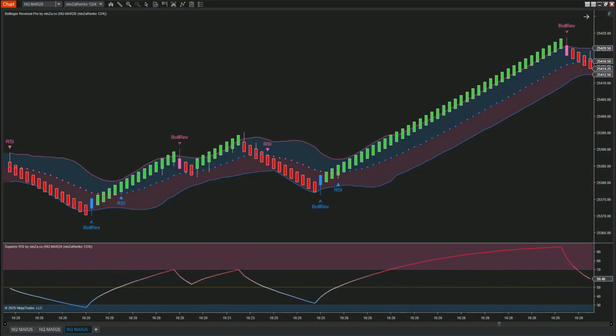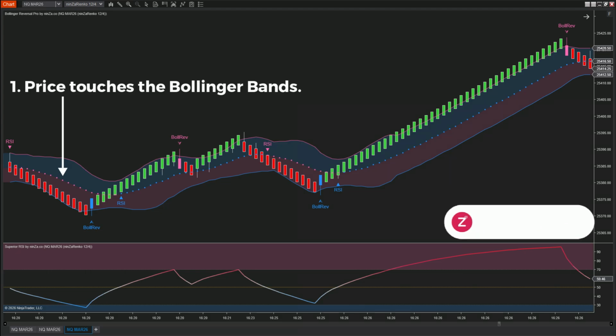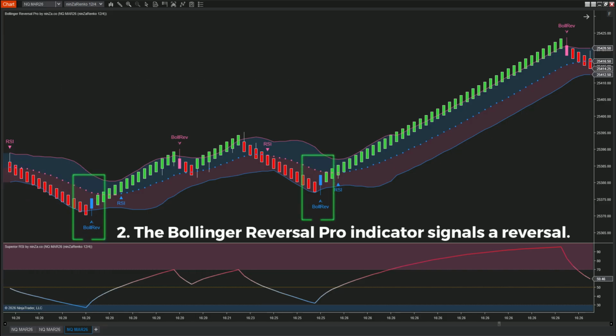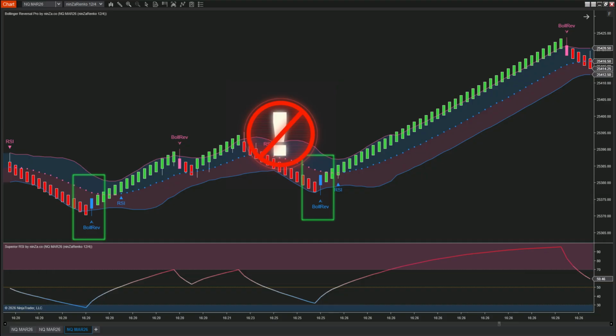Step 1. Observe and wait for the price to move closer to the bands. This helps you identify when price is entering overbought or oversold areas, which may indicate that the current trend momentum is starting to weaken. Step 2, wait for the Bollinger Reversal Pro indicator to generate a reversal signal. However, we do not enter a trade at this moment as we still need additional confirmation to avoid market noise.